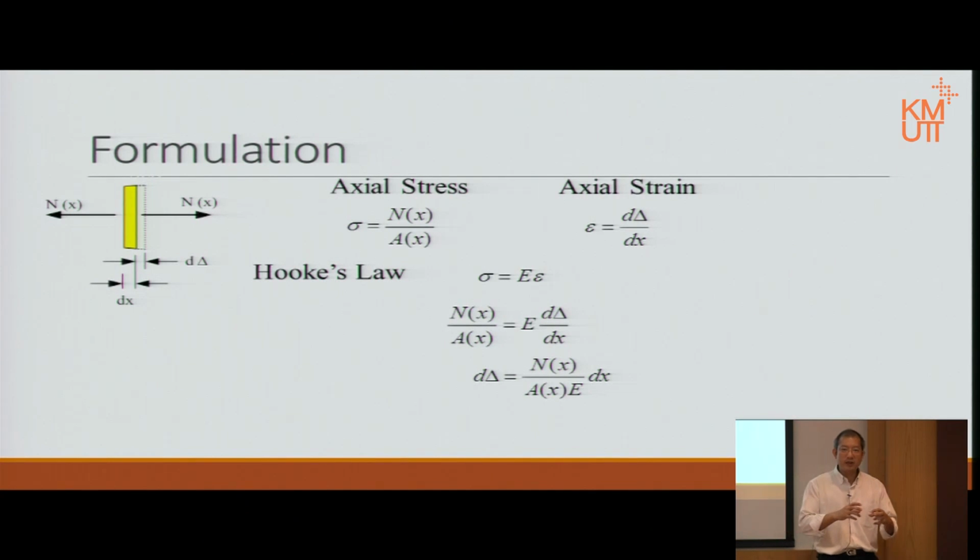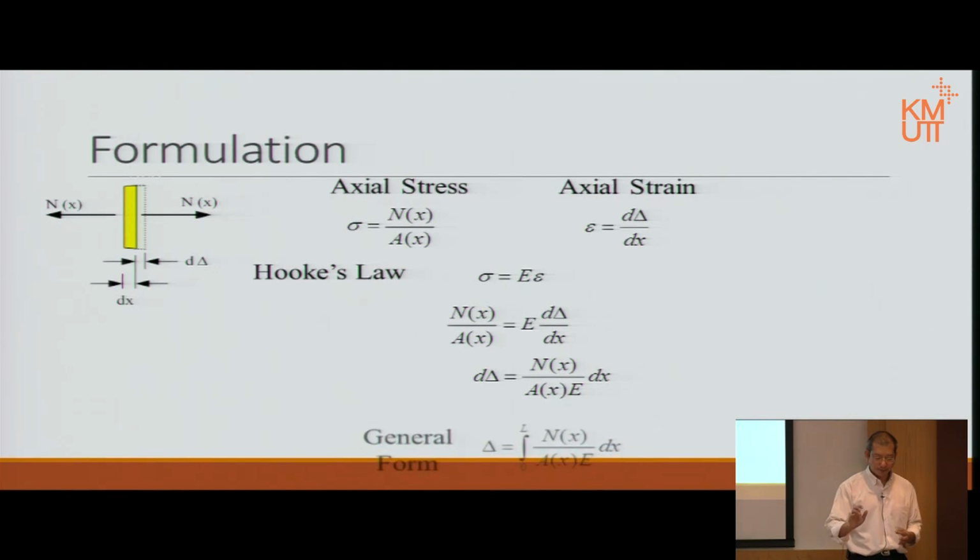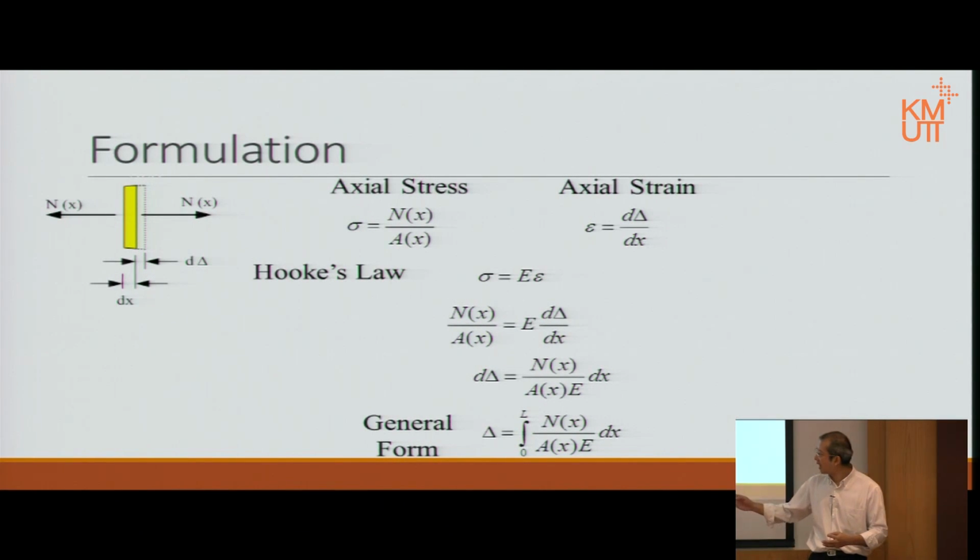Our question is how we determine the change in length. Therefore, on the left hand side will be the change in length. The right hand side will be the equation that we use to solve it. But this is a small change of the small material. So if we want the whole length L, what do we do? We sum every single d delta of a small element from one end to the other. In mathematical terms, it's integration. So that will be the general form of how we calculate the change in length of any kind of material subjected to axial forces.